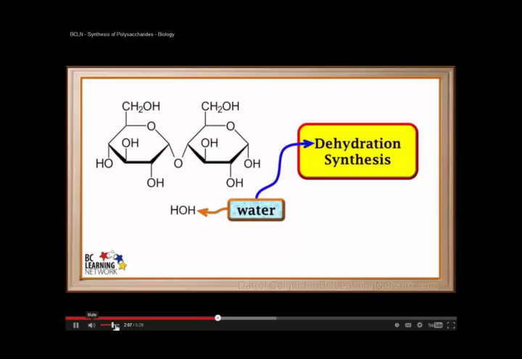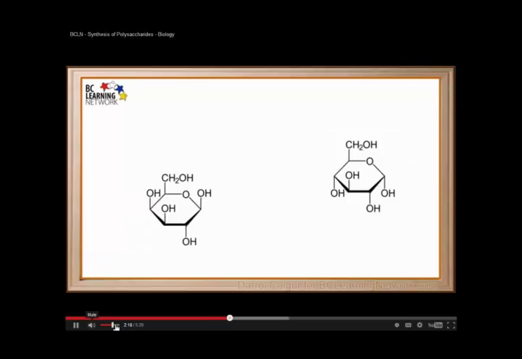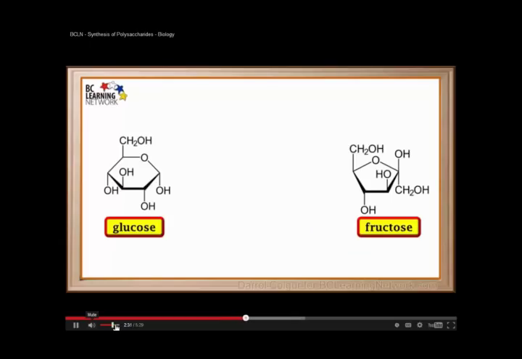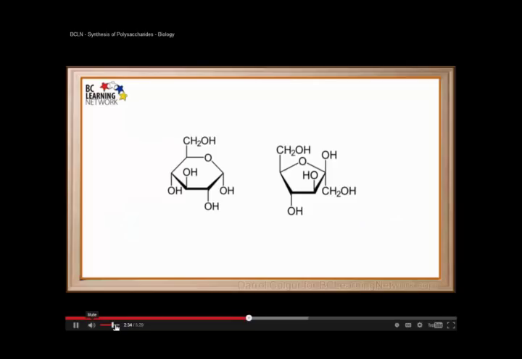Another disaccharide is formed when a molecule of galactose and a molecule of glucose bond to each other in a dehydration synthesis to form lactose. Lactose is a common disaccharide found in milk products. Still another disaccharide is formed when a molecule of glucose and a molecule of fructose bond to each other with a dehydration synthesis to form sucrose, a common disaccharide found in table sugar.